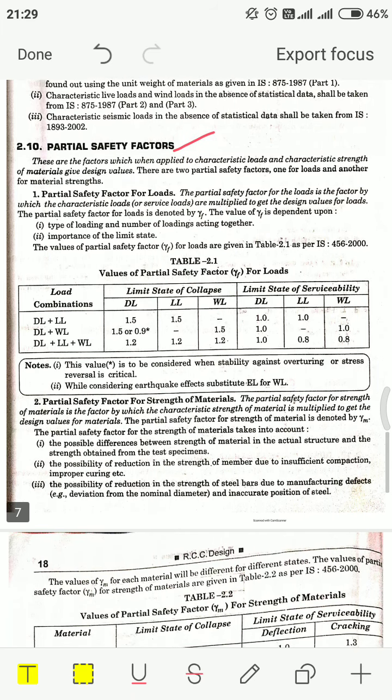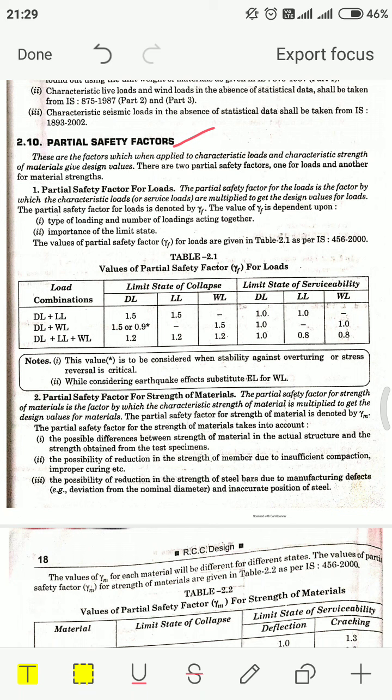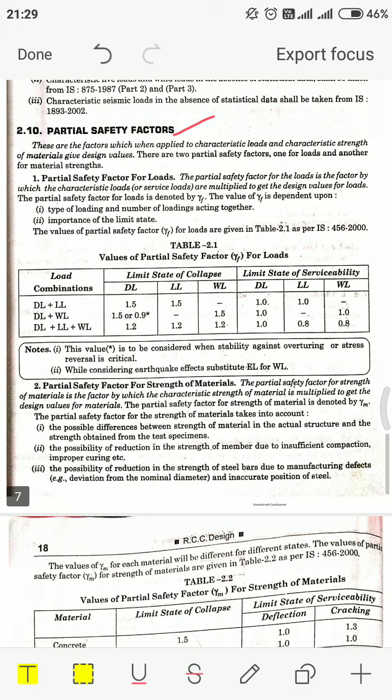Partial safety factor for the load. The partial safety factor for the load is a factor by which the characteristic value is multiplied to get the design value for the load. It is denoted by gamma f. The value of gamma f is dependent upon the type of loading and the number of loadings acting together. Importance of limit state.